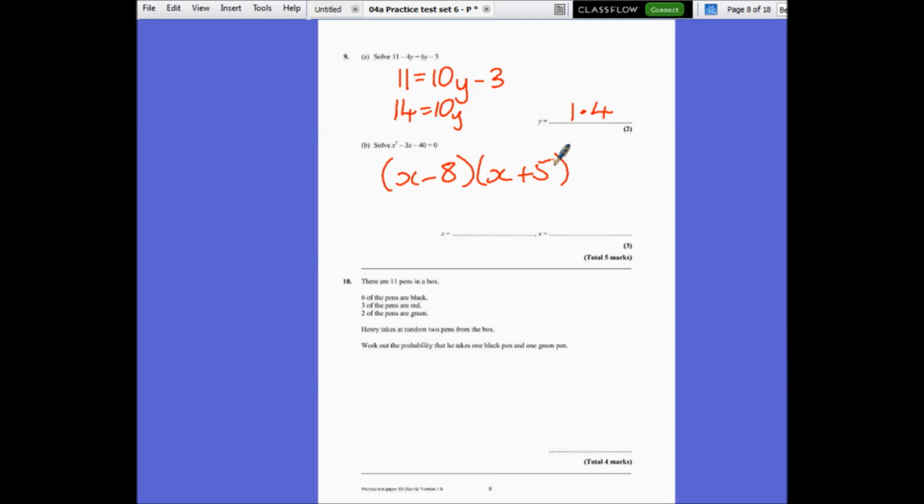And then to make this equal to 0, we have to make each bracket equal to 0 in turn. So x would have to be 8 to make the first bracket 0, because 8 take 8 is 0. Or to make the second bracket 0, x would have to be minus 5.